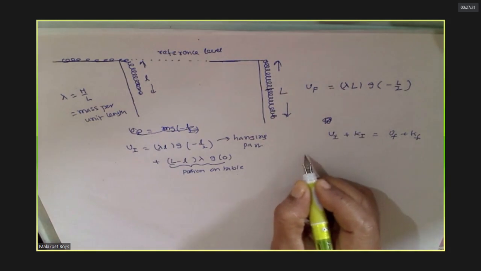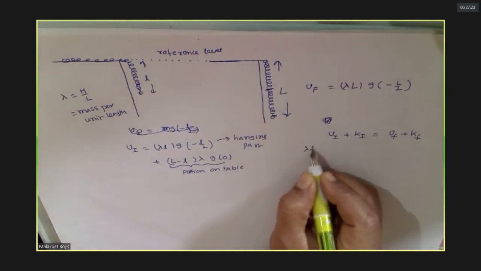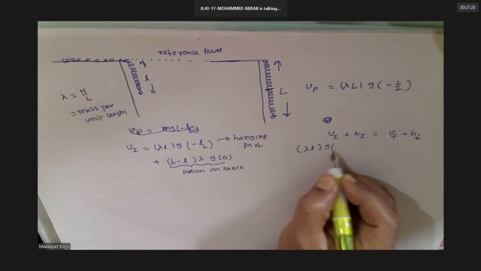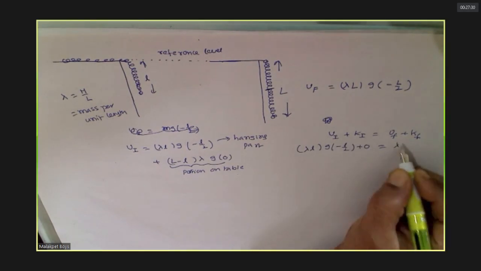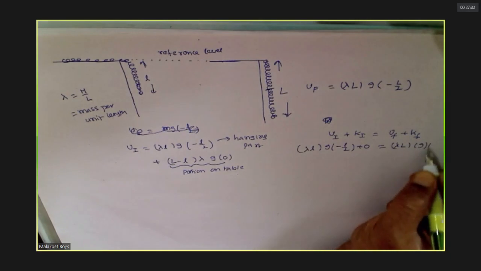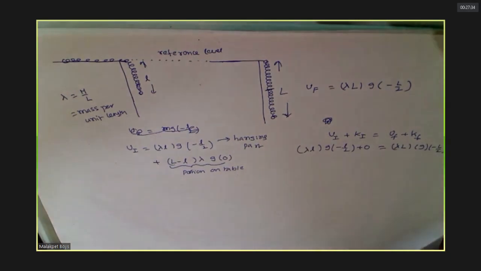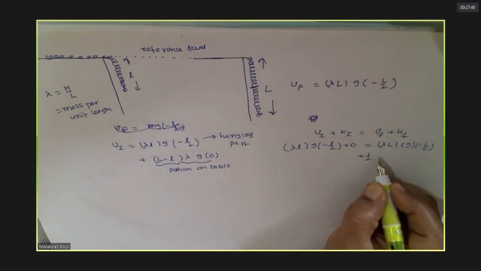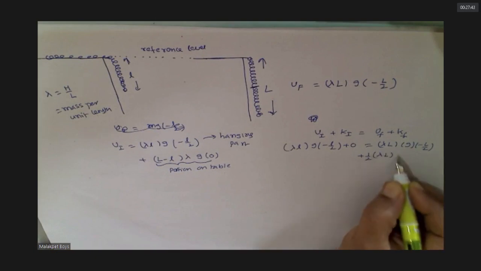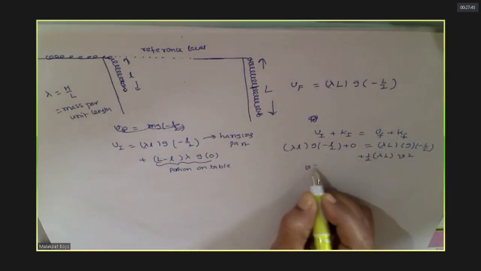Initially, what do you have? Minus lambda L square G. Yes, sir, it is at rest. Finally, lambda L G minus L by 2 plus one by half. The total mass of the chain is lambda L, no? V square. Find out V.